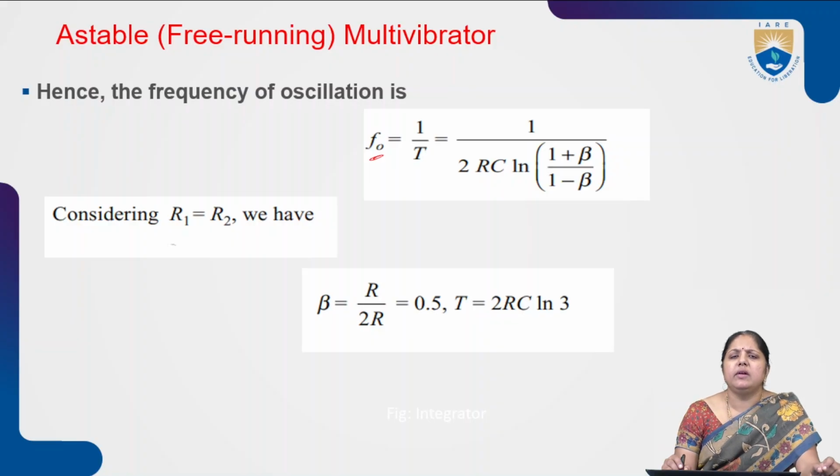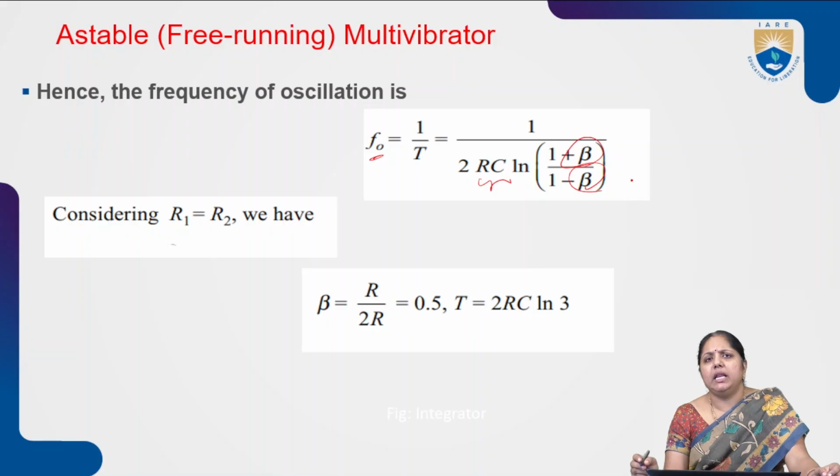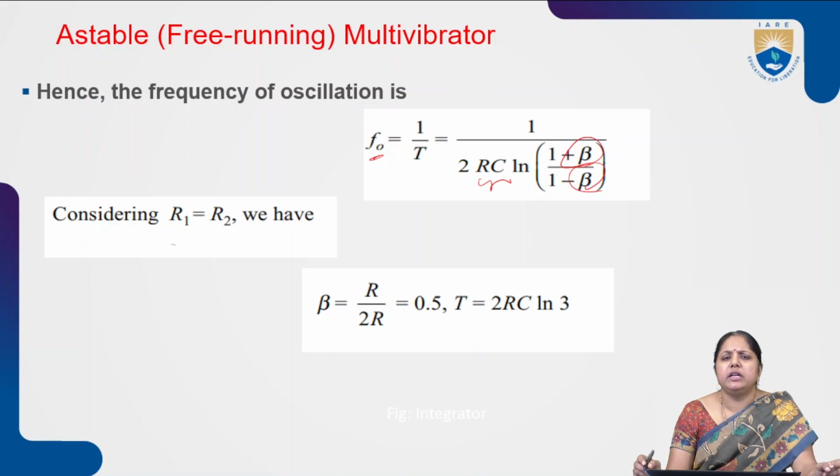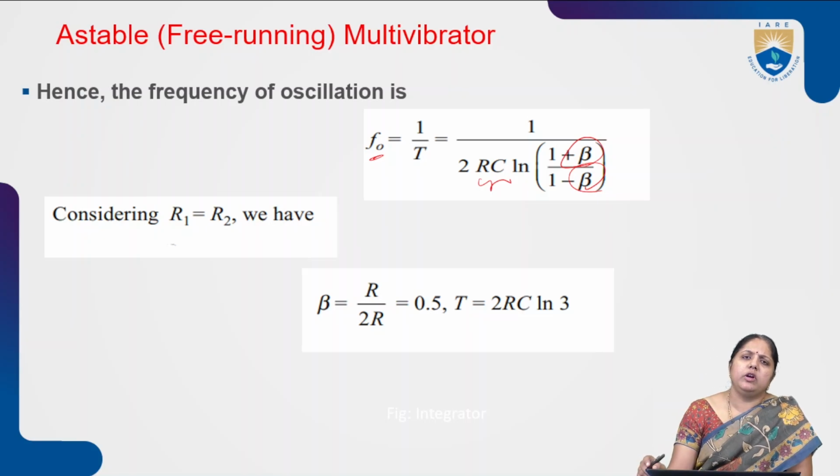And what is the frequency of the square pulse? The frequency of the square pulse depends on the value of RC and the value of beta. Anyway, we know how to set the corresponding beta with respect to the op-amp. So like this, I can generate a square wave of any required frequency.